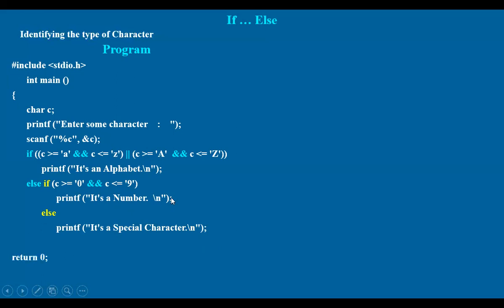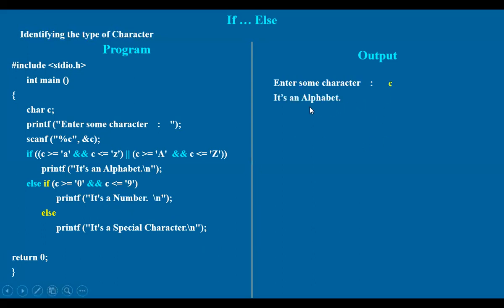Now complete the program and compile it and execute. It asks to enter some character. Suppose we have entered a small letter c. Now, the statement here in the first bracket has come true, and it says it is an alphabet.